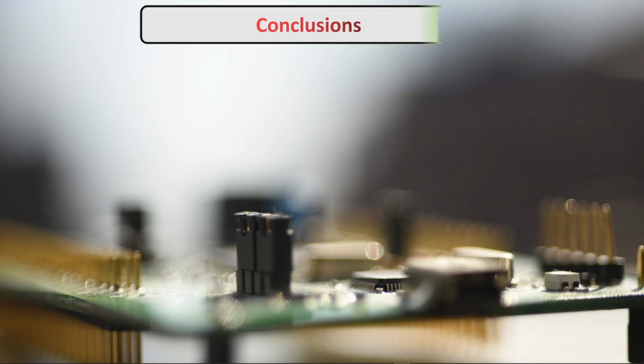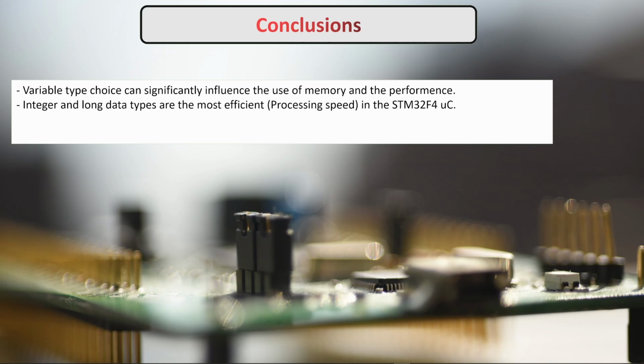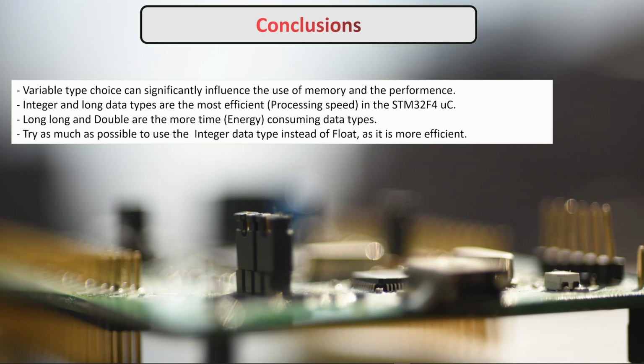Let's have our conclusion and wrap up. So first of all, your choice of variable will influence a lot the memory use and performance of your microcontroller. The second one, we found out that integer and long data types are the most efficient. They have the same number of bits in memory, at least for the STM32F4. Also, long and double are more time and energy consuming data types. Finally, try as much as possible to use the integer data type instead of float, as it is more efficient.